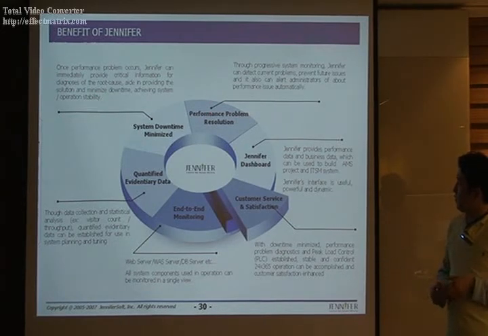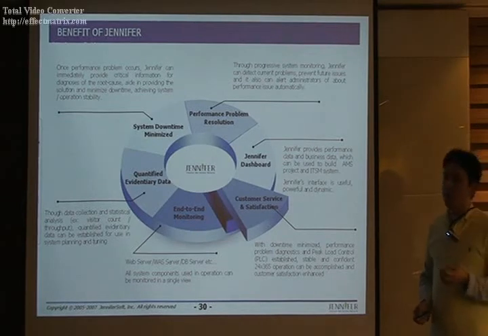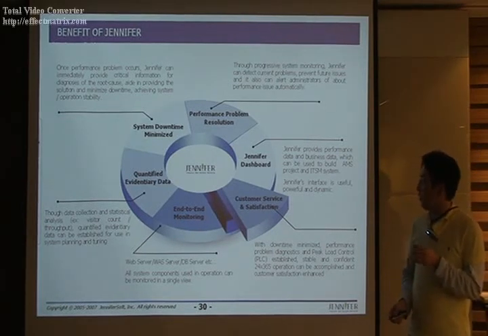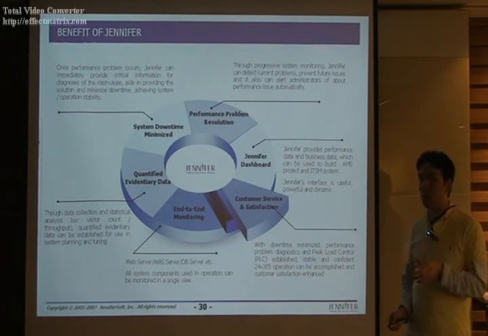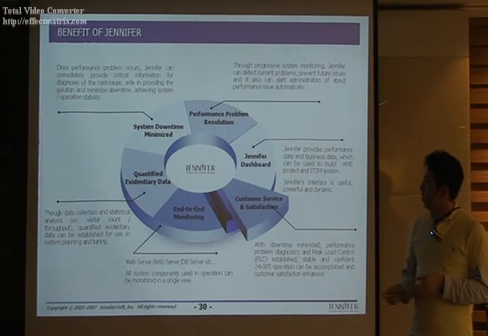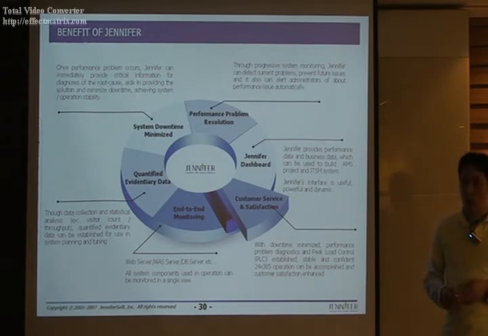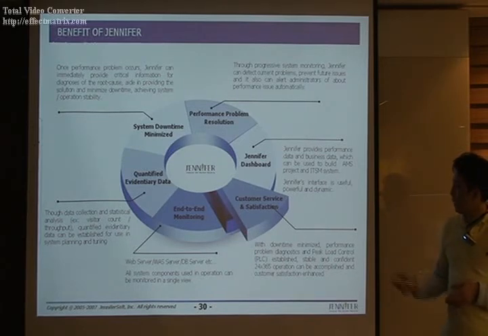System downtime minimization. Once a performance problem occurs, Jennifer can provide immediate support, an immediate solution, so that the downtime of the system can be minimized. Quantified evidentiary data. All data can be collected, stored, and processed for reporting purposes. Also, it can provide statistical and evidentiary data for any kind of system planning and tuning.